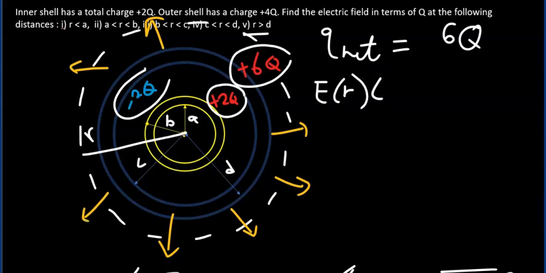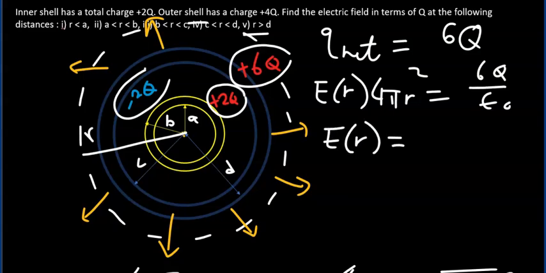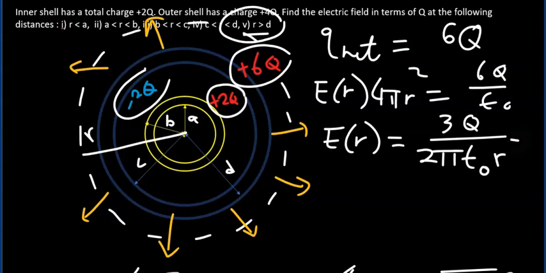So the electric flux is 4 pi r squared times the electric field at that distance. Net charge is 6q over epsilon naught. So the electric field at that distance in that region is quite simply 3q over 2 pi epsilon naught r squared. And that solves the problem.